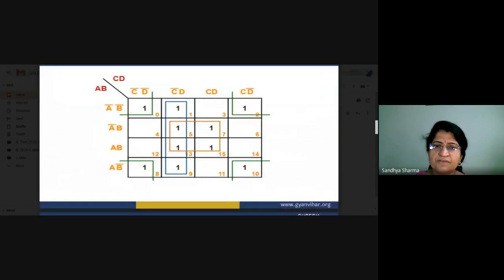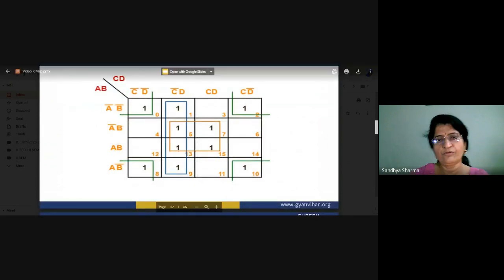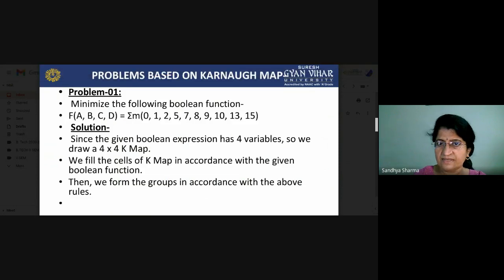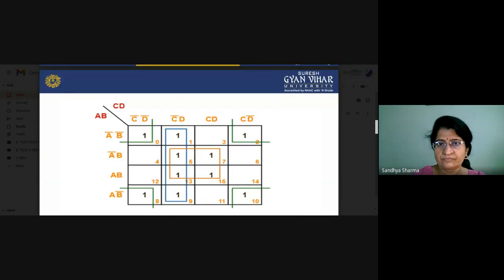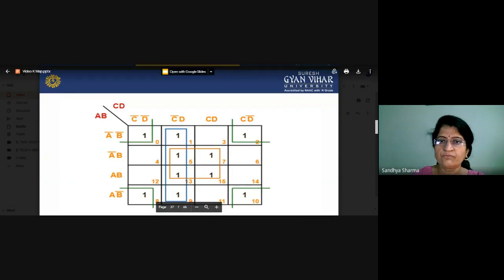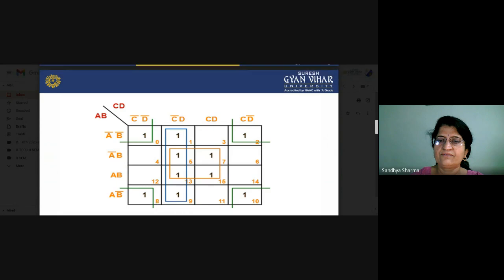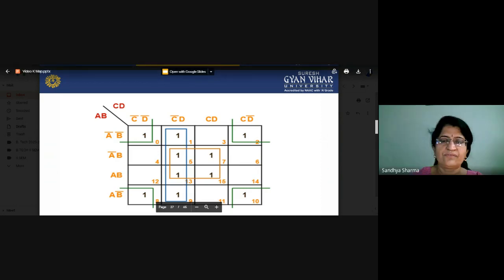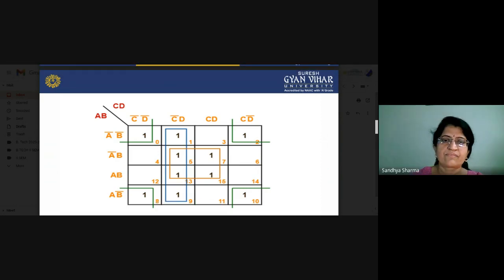Just see here, and you have to fill in the 1s. So how can you fill these 1s according to 0, 1, 2, 5, 7, 8, 9, 10, 13 and 15? The cells are numbered 0 1 2 3 4 5 6 7 8 9 10 11 12 13 14 15. So you can make it this way, and the 4 corners are given, so you can also take this as one more quad. Now, how you can write the equation is a very important point here.